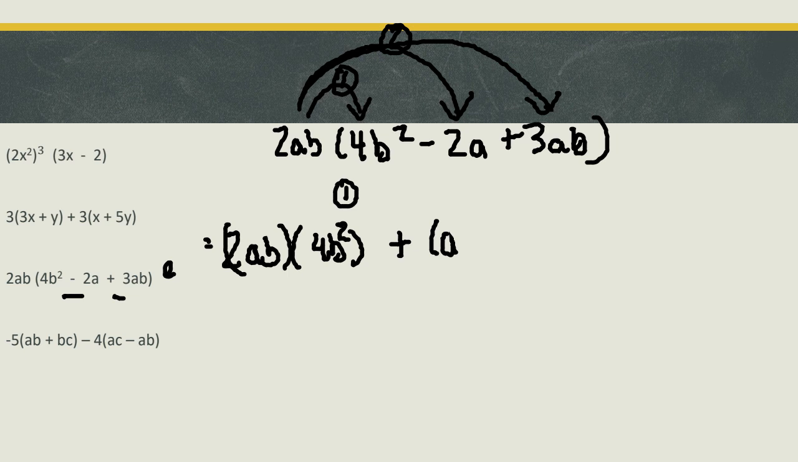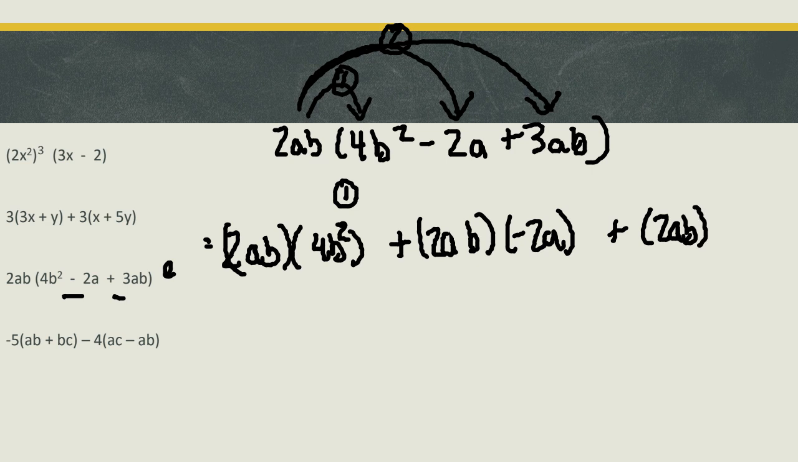Okay, so we have a 2ab now times a negative 2a. That's that second term in there. Then I also have a 2ab, look, I did it right that time, times a 3ab. So this is my second arrow, and then this is my third arrow. So that's where those two come from. So I have 3 because I have a trinomial inside the brackets.